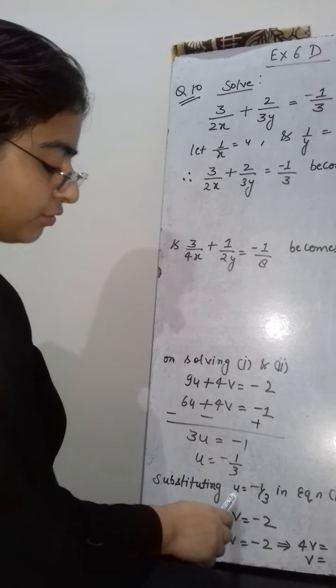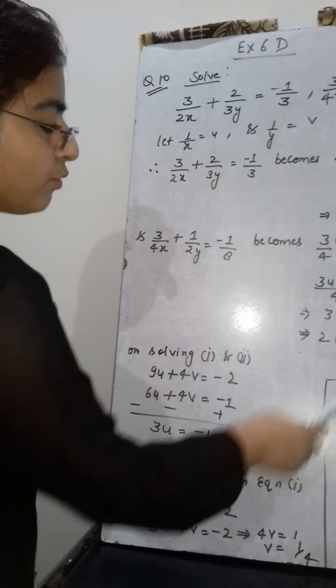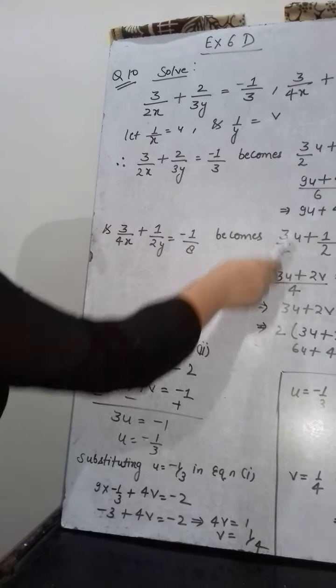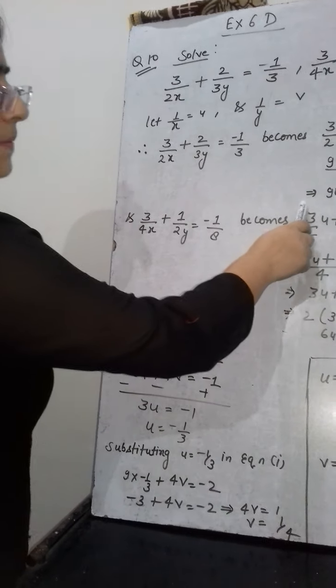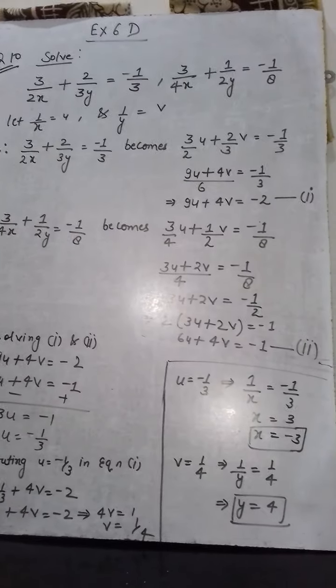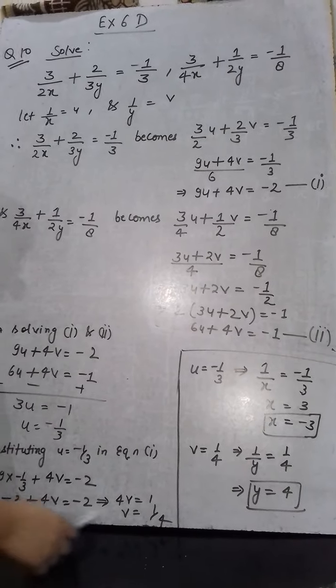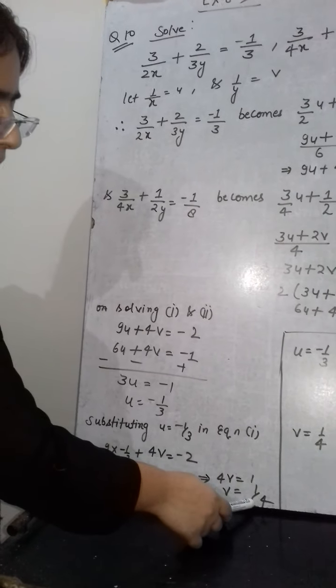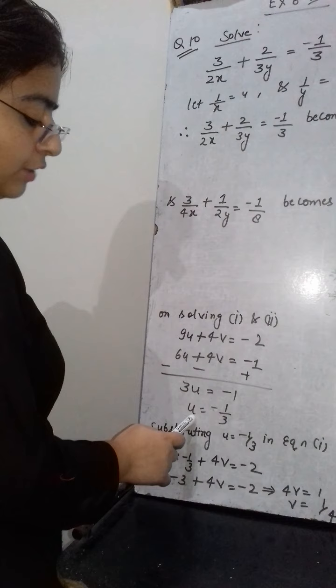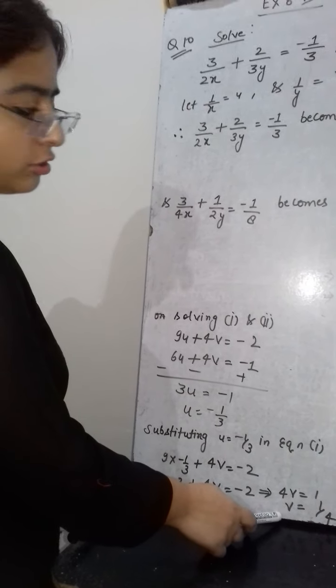Now substituting u equals to minus 1 upon 3 in equation number first. We can substitute in any equation, but I am substituting in equation number first. So we get the value of v equals to 1 by 4. Now we have got the value of u and the value of v also.